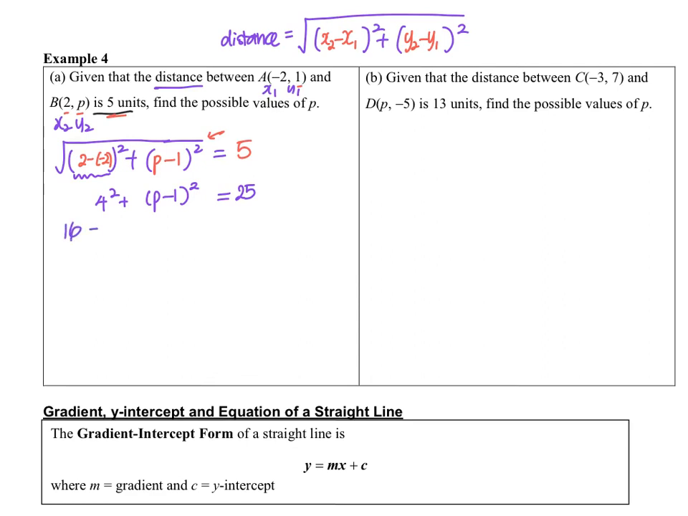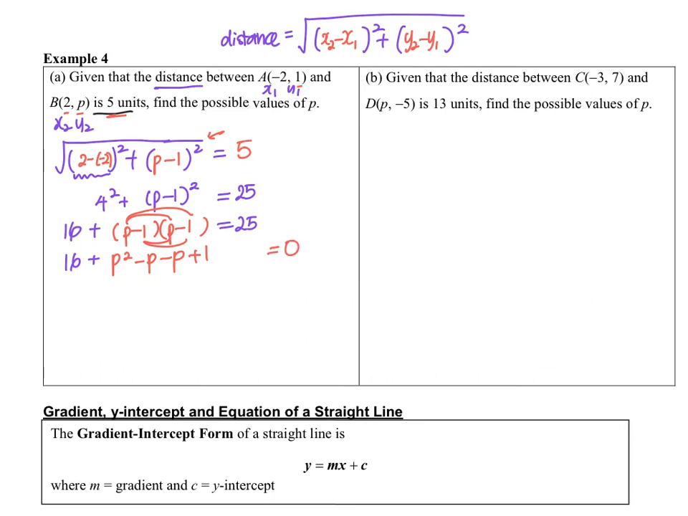But there are some of you who will make careless mistakes down here. P minus 1 whole thing squared is actually p minus 1 times p minus 1. We repeat it exactly the same. Do not change the sign. So now we're going to do some expansion, and you will expect a quadratic equation. I have p times p, p squared, minus p, plus 1.